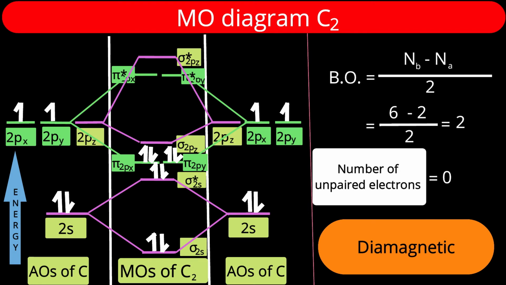Sigma bonds means relatively stronger bonds than pi bonds. You will find those 4 electrons in the outermost molecular orbitals are present only in the pi orbitals, π2px and π2py, and because of the existence of electrons in those π2px and π2py bonding orbitals, 4 electrons are there. So bond order is 2. It means in the carbon molecule 2 bonds are there, and both bonds are pi bonds.